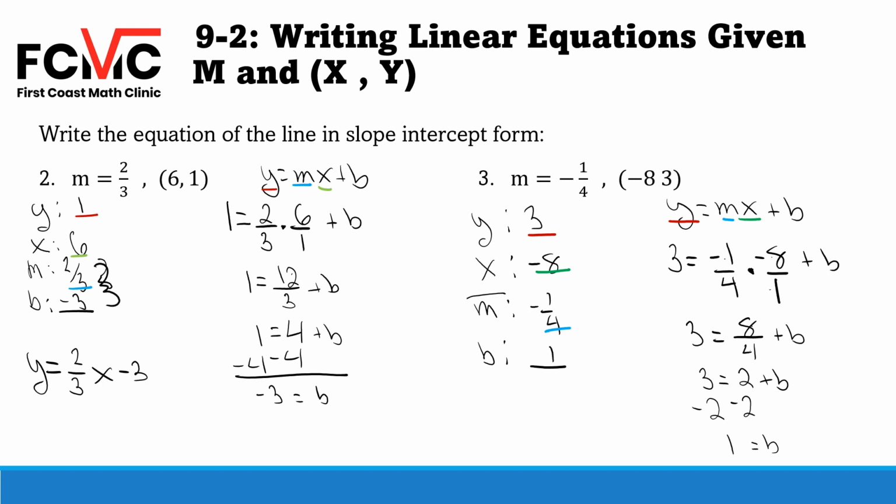So now again, we just care about these last two pieces of information, m and b, to write our equation. So y equals -1/4 x plus 1. All right, let's do one more example writing equations in slope-intercept form given the slope and given a point.